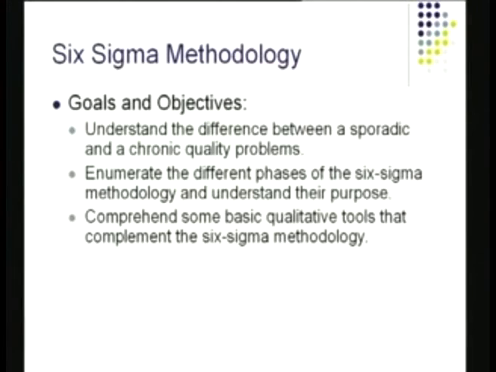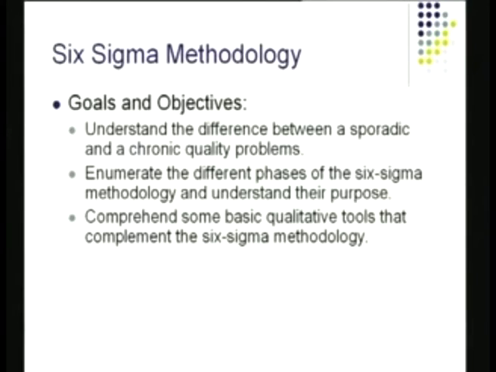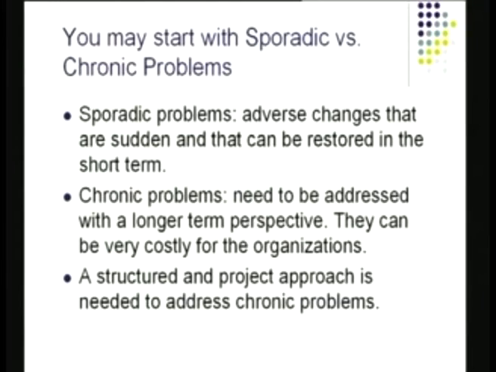Make sure the goals and objectives are clear to you. Make sure you understand the difference between sporadic problems and chronic problems. These are quality issues. Once in a while, some things may go wrong, but they may be also consistent chronic problems. These may come and go, but they are persistent. They come back one after the other again. Then you have to enumerate the different phases of the Six Sigma methodology, which we've done already, and we'll take another look at that in this presentation again. Comprehensions are the basic qualitative tools which are used for this.